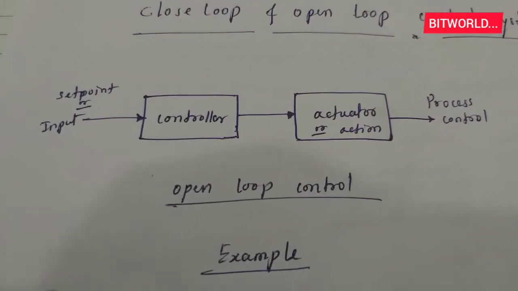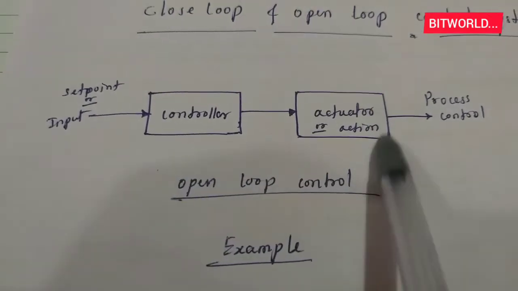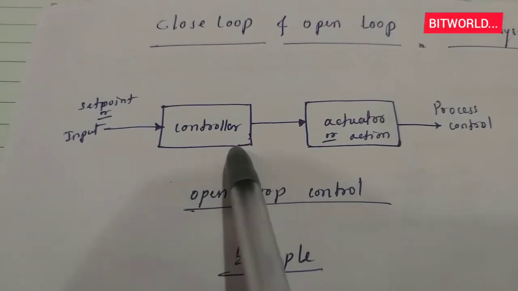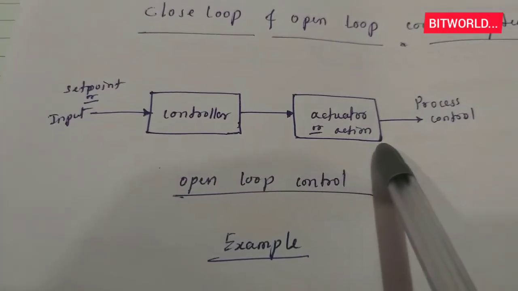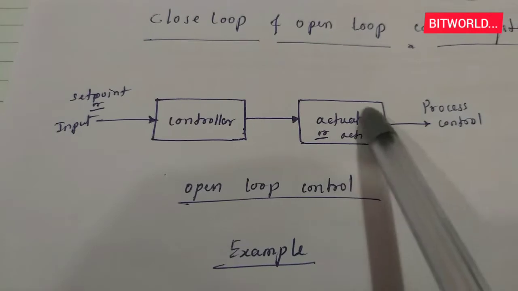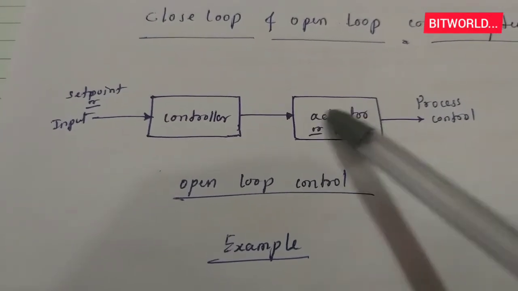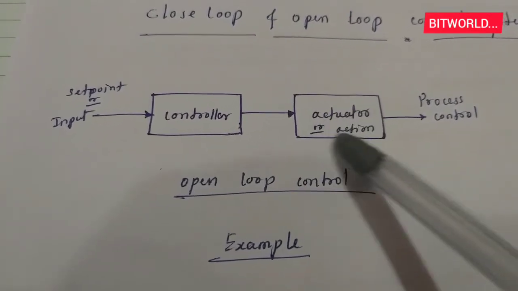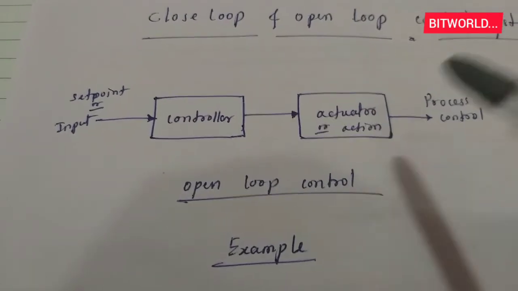Here I have drawn the block diagram of open loop control. You can see I drew a controller and an actuator, or any action process for process controlling. You can take a motor, a heating element, or any physical device like control valves, whatever you want here.